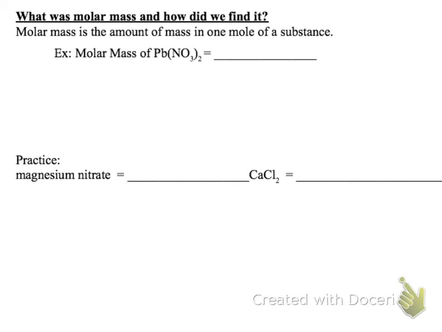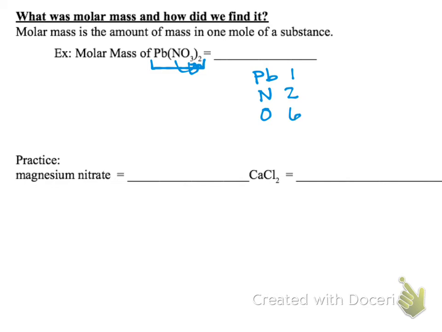Before we move on, we have to review how to calculate molar mass, so the mass of a compound. For example, molar mass of lead 2 nitrate, the formula is right here. You need to add up the masses of every element in it. So you've got your Pb, you have N, and you have O. If you look at your compound, you've got 1 Pb, you have 2 N's, and you have 6 O's.